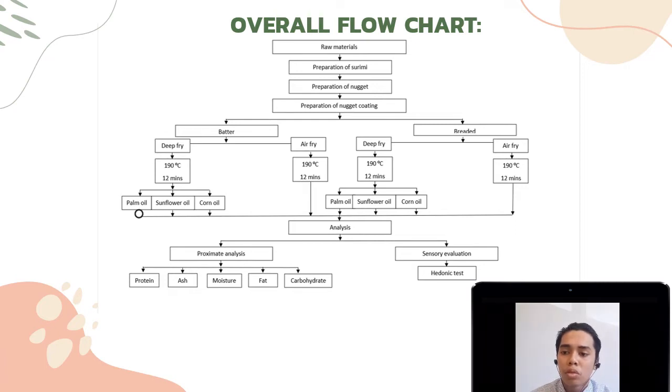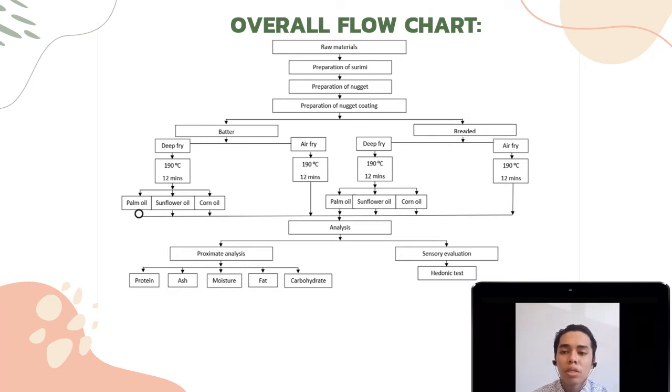Objective number 2 is to compare different methods of frying and frying oil, from deep fry and air fry to the type of oil. Each coating uses two methods. For example, air fry using a temperature of 190 Celsius for 12 minutes. Only deep fry uses oil, for example, palm oil, sunflower oil and corn oil.